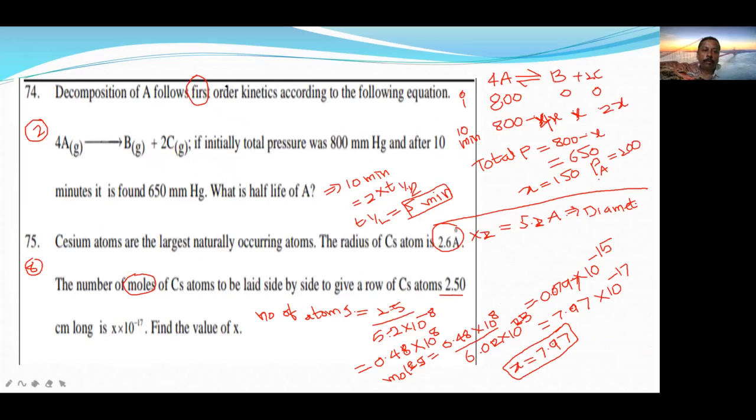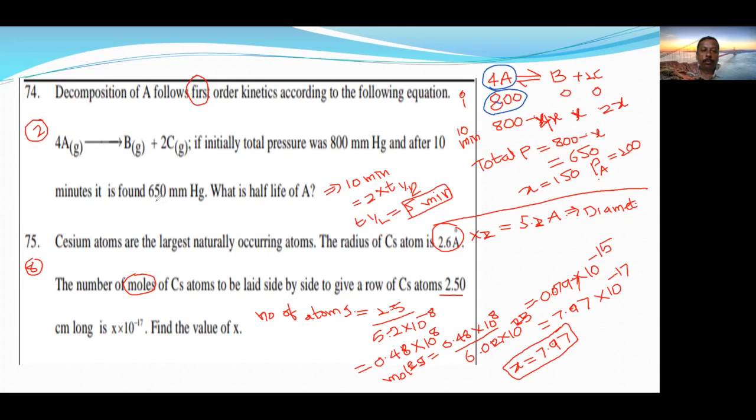Now it is given as first order kinetics: 4A reversible B plus 2C. Okay. So according to this equation, the initial total pressure will be just because of A only. So 4A gives B plus 2C. Therefore it is 800, 0, 0.